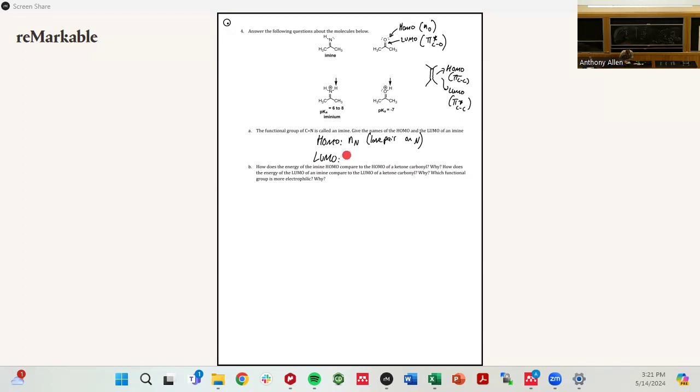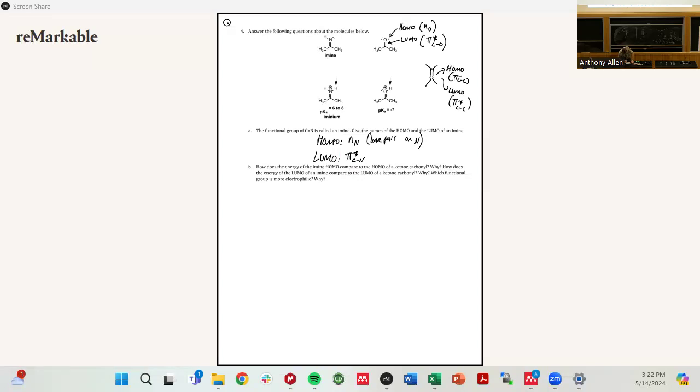Okay, LUMO. So in a C double bond N, what is the LUMO? Pi star. So essentially, the only thing that's changing in this series is, oxygen and nitrogen, they have a lone pair, so their HOMOs are going to be the n, the lone pairs. And in an alkene, you no longer have any lone pairs, so your default HOMO has to go down to the pi.